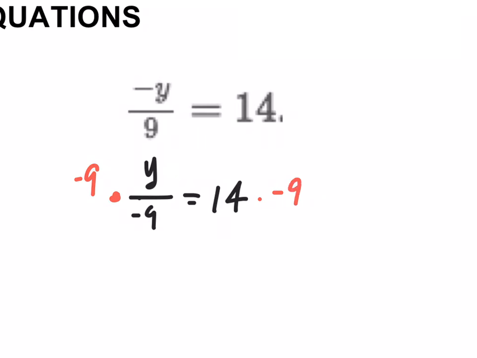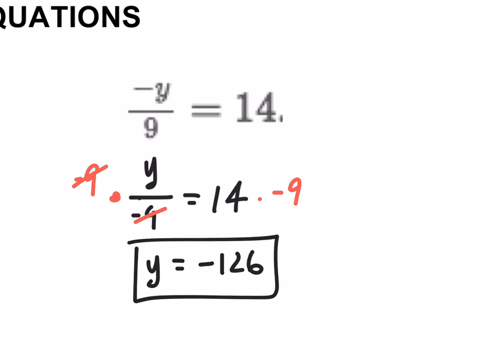Okay, and negative 9 divided by negative 9 divides out to 1, and as a result, you're left with just y is equal to 14 times negative 9. Now, 14 times 9 is 126, so this is going to give me negative 126.